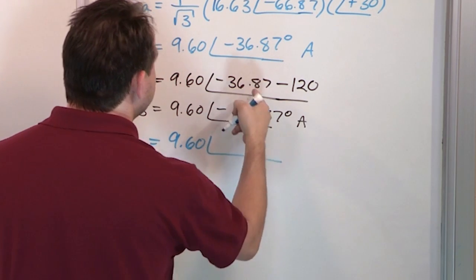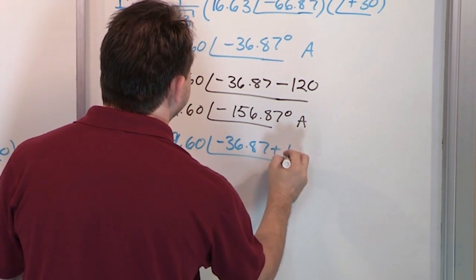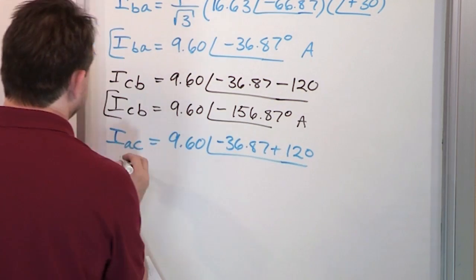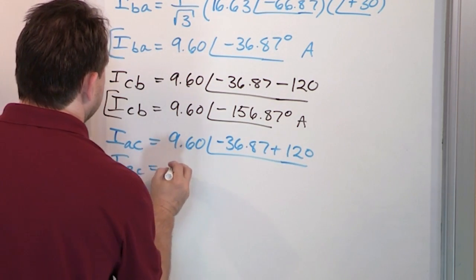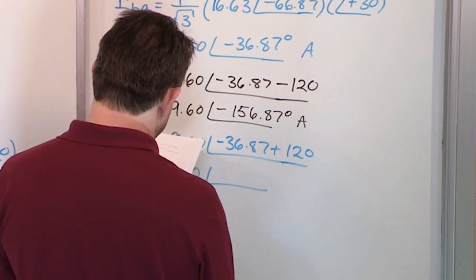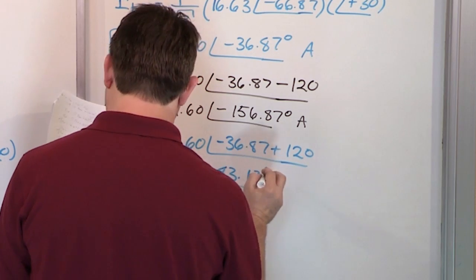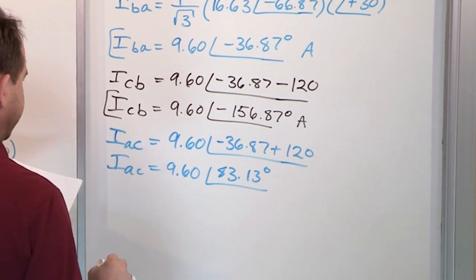9.60. Start with the same root, 36, negative 36.87, but for the C phase we add 120 because of this phase sequence here. 9.60 angle, what do we have? 83.13 degrees. CA, 83.13 degrees, and that's amps.